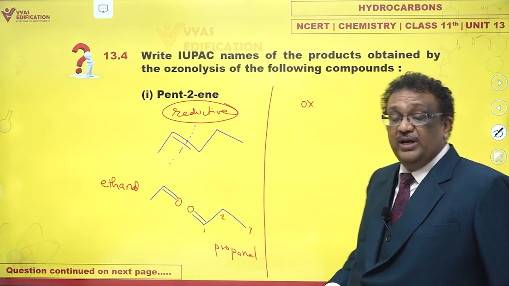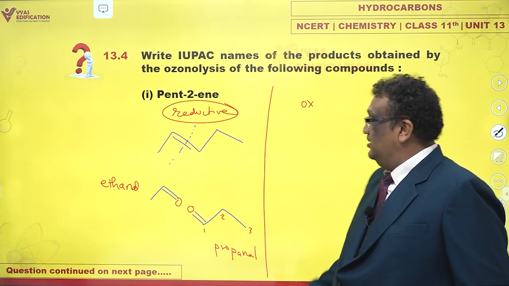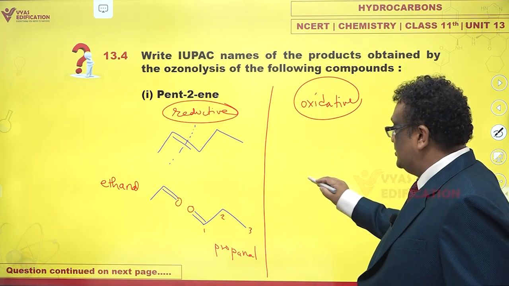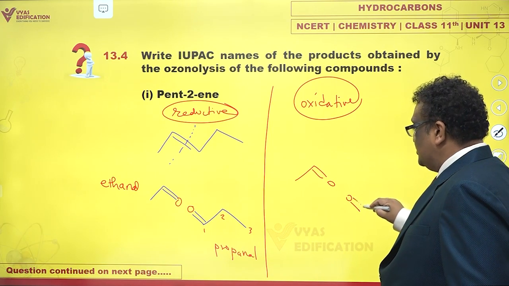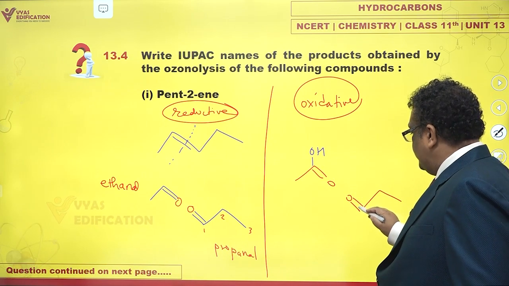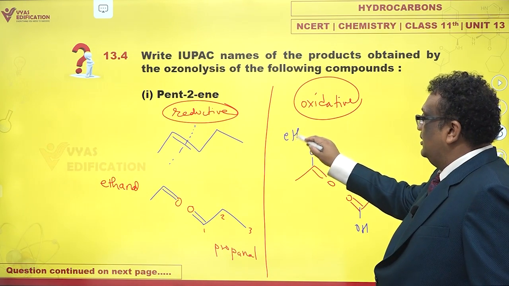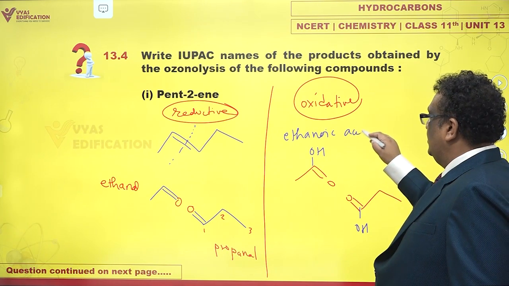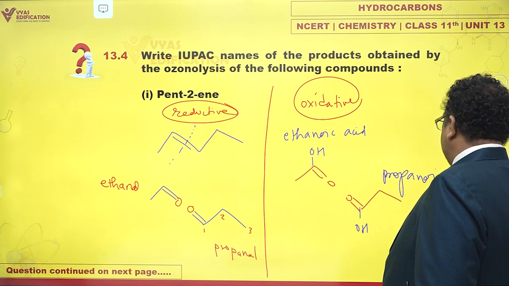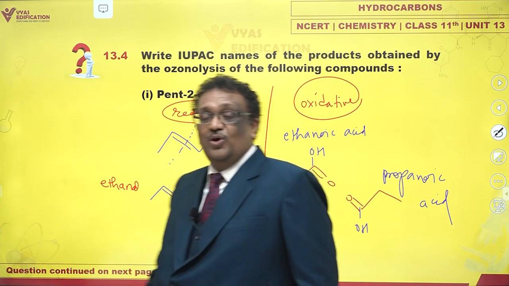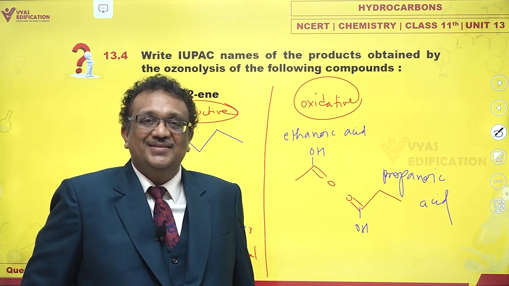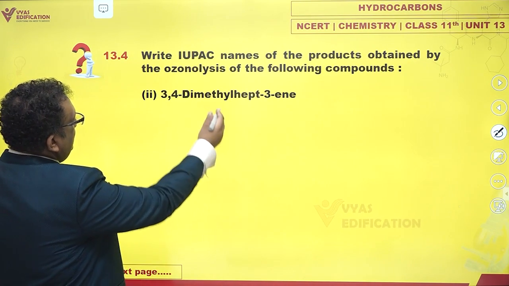If you don't add a reducing agent like zinc dust, if you just add water, then this becomes oxidative ozonolysis. In oxidative ozonolysis, it's not that you will not obtain these aldehydes, but these aldehydes will not stop here. They would be further oxidized to carboxylic acid. So you would get ethanoic acid and propanoic acid. This, my dears, is what you will obtain: ethanoic and propanoic acids.